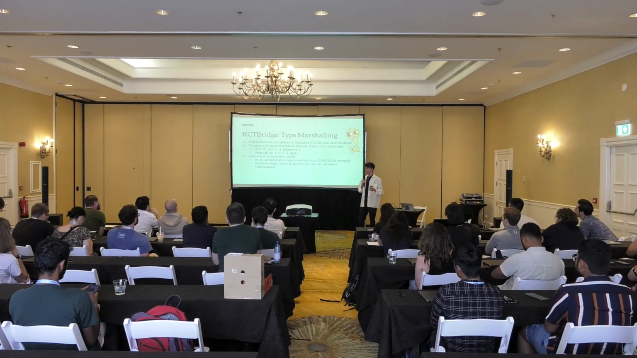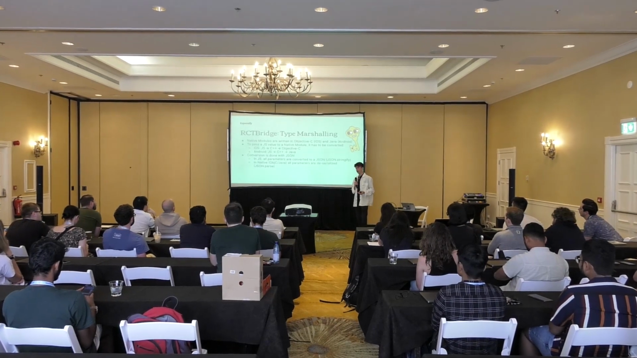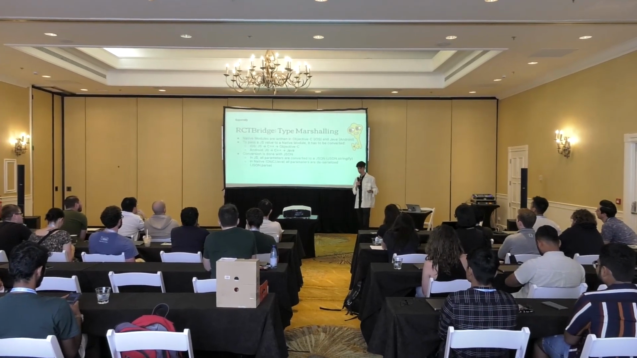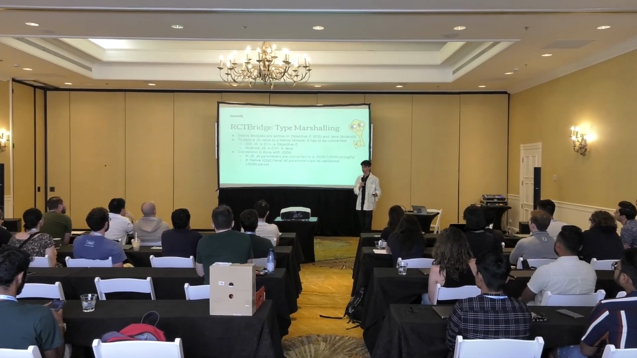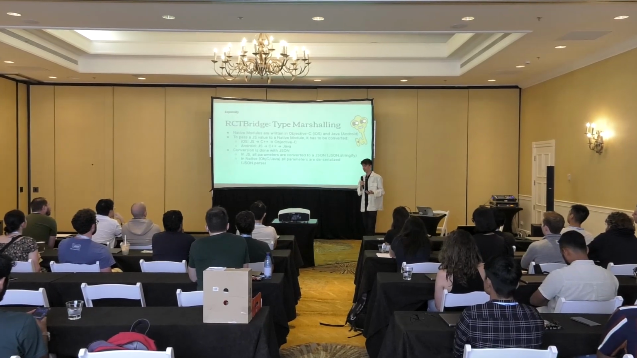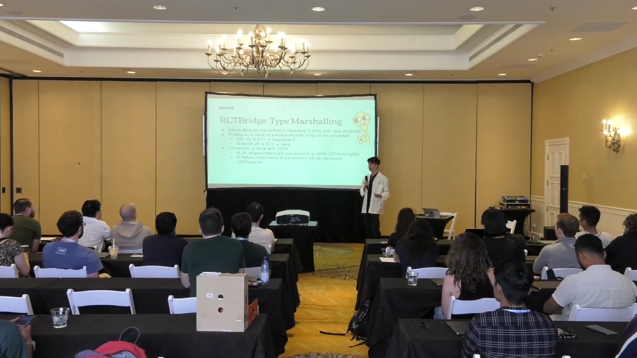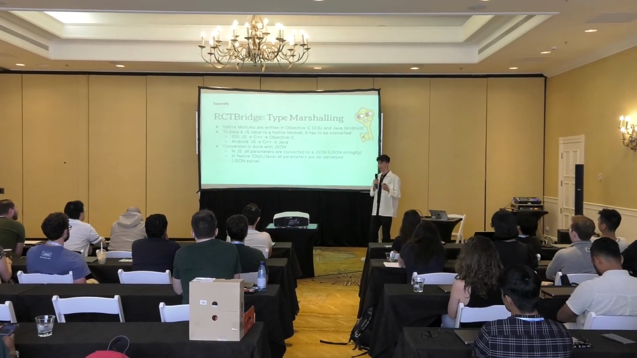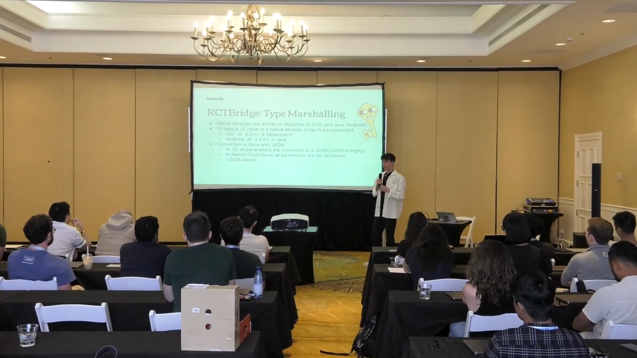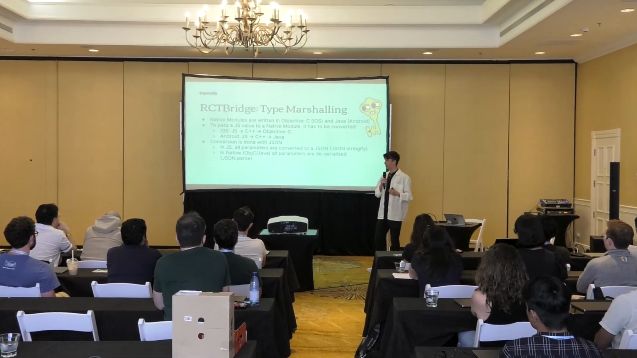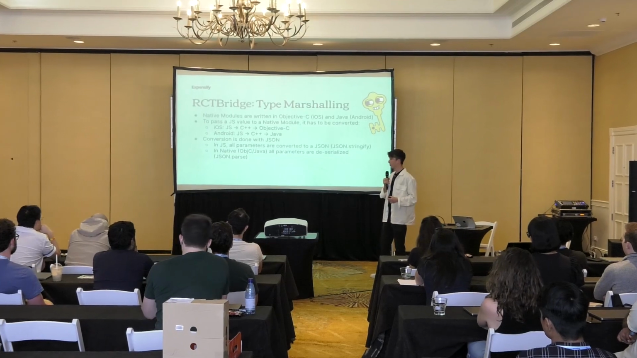Right, so types. How do we pass types from JavaScript to native? You can just pass, let's say, a JavaScript number to native, and it doesn't know how to read that number, or string, or object, or array. So there has to be some kind of mechanism in the bridge here that actually translates values from one language to another.